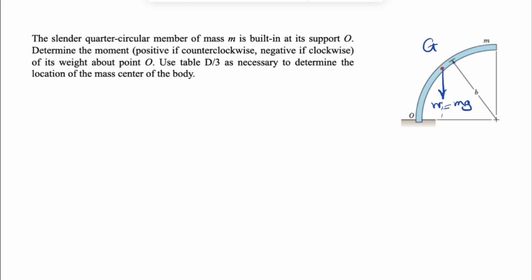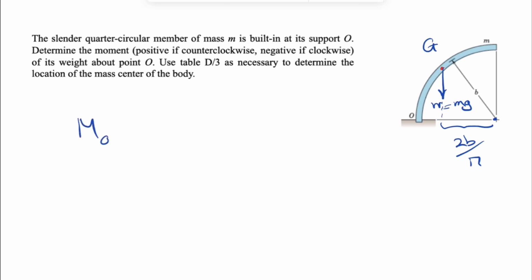And if we refer to that table, the center of gravity is going to give us 2b over pi. So that distance from that table, we're going to get 2b over pi. And b is the radius of this circular member.